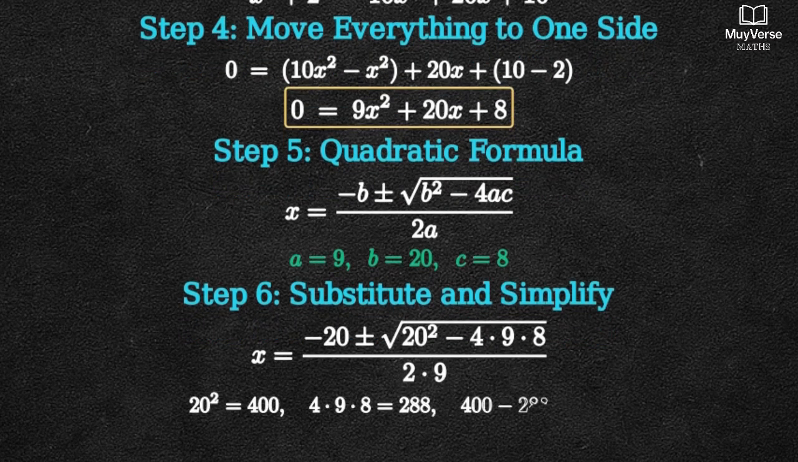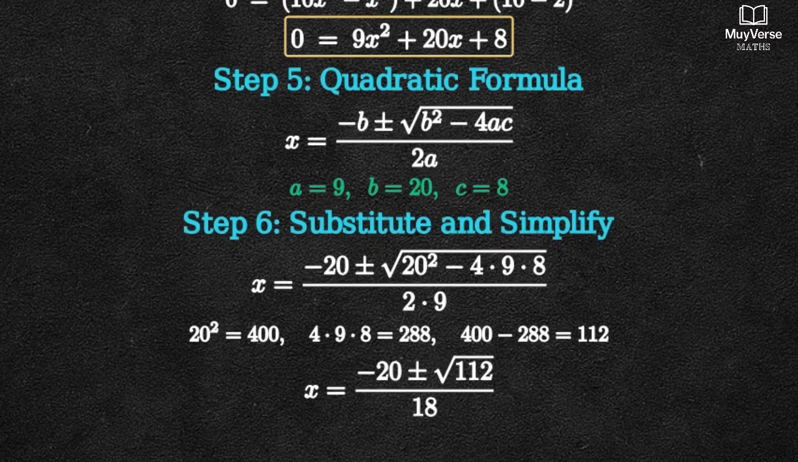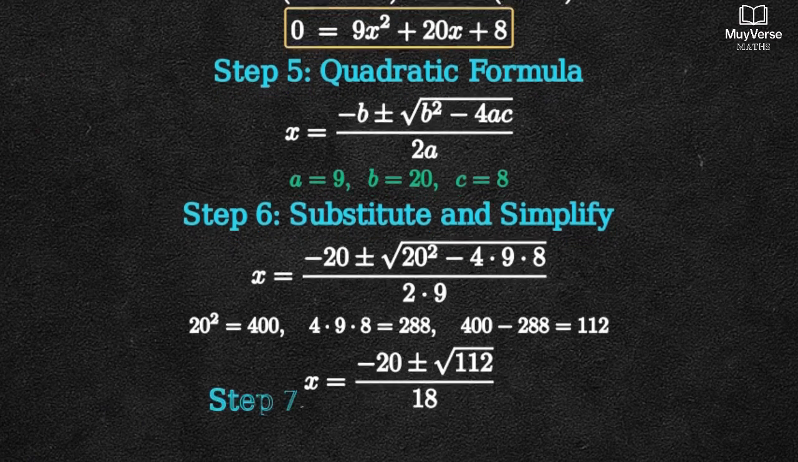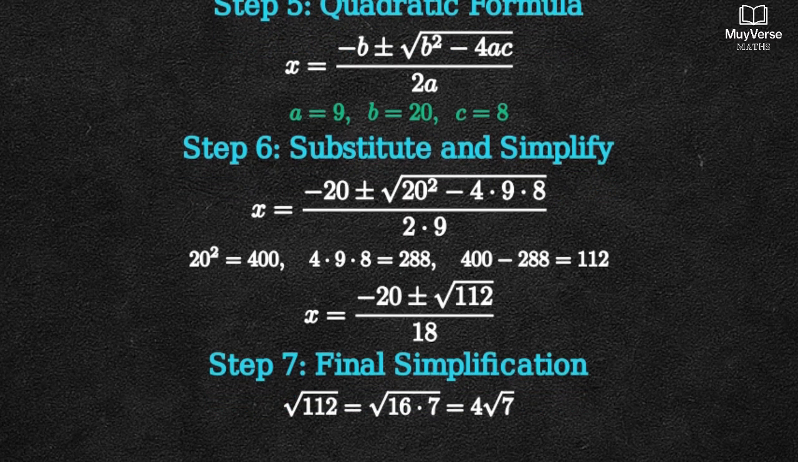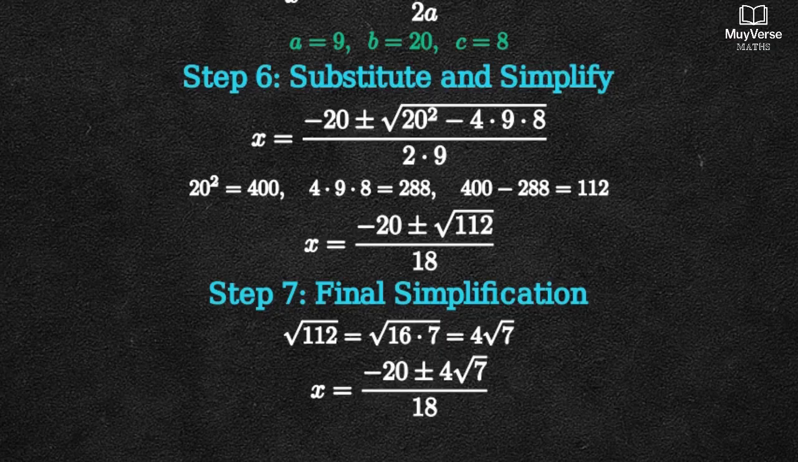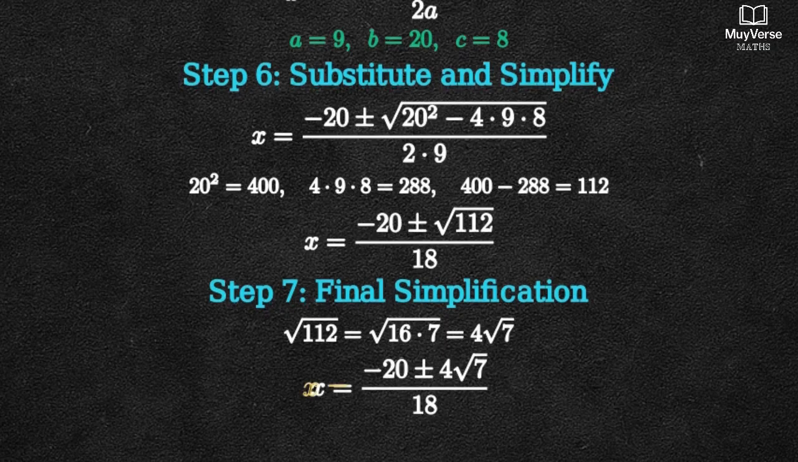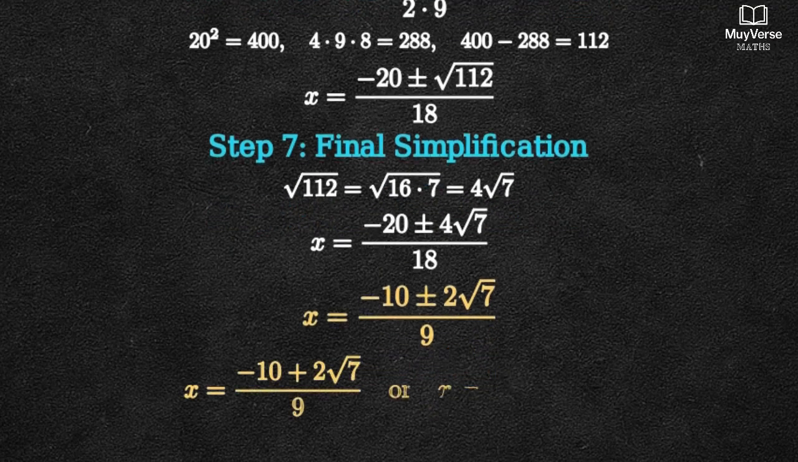Compute the discriminant. 20 squared minus 4 times 9 times 8 equals 112. Now simplify the square root. 112 equals 16 times 7, so the square root of 112 equals 4 times the square root of 7. Reduce the fraction by dividing numerator and denominator by 2.